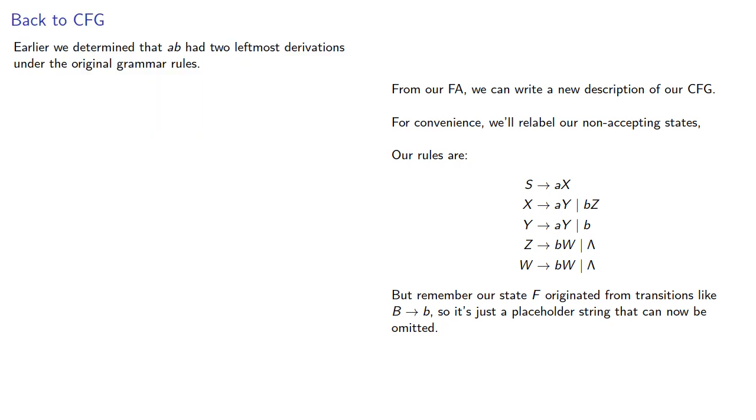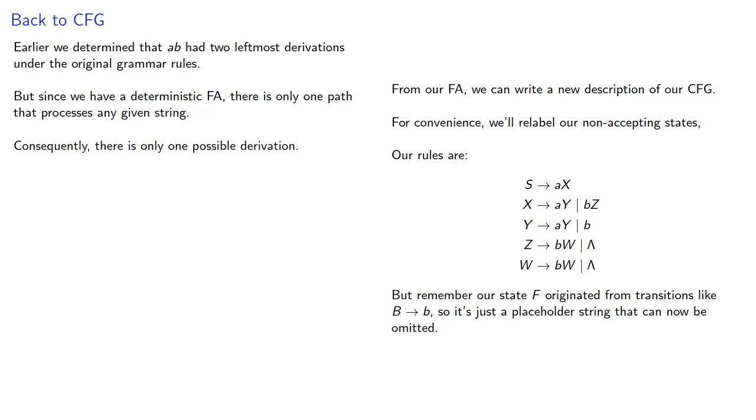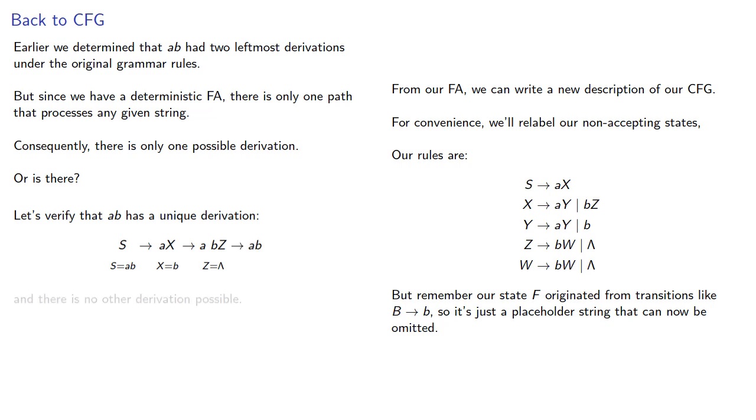So note that earlier we determined that AB had two leftmost derivations under the original grammar rules. But since we now have a deterministic finite automaton, there's only one path that processes any given string. Consequently, there's only one possible derivation. Or is there? Well, let's verify that AB has a unique derivation. So from S, the only thing we can produce is AB, and the only thing we can produce from there is BZ, and the only thing we can do at that point is replace Z with the empty string, and there is no other derivation possible.